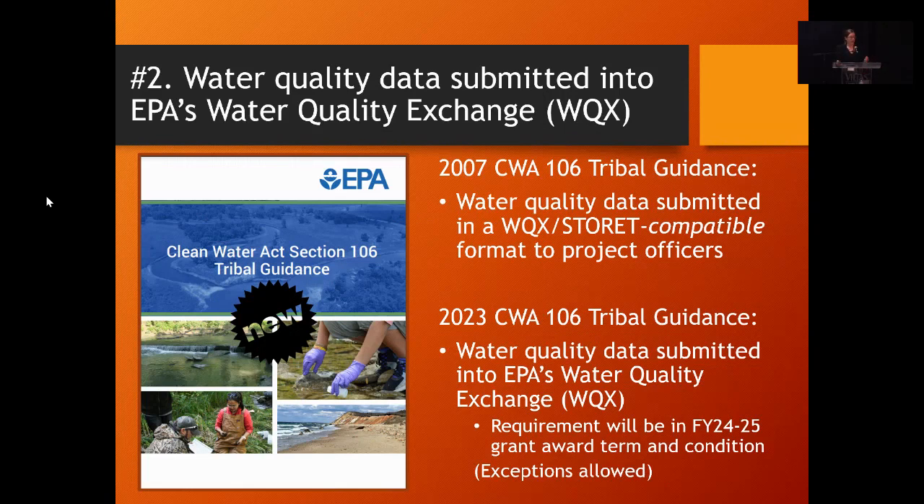The change in the 106 guidance is now that we're pushing to have the data actually submitted directly into WQX. And this will be a requirement that will be reflected in your grant terms and conditions for your 106 funding starting next year. So when you apply for funding next year, you'll probably have some conversations with your project officer about there are some exceptions allowed. If you really don't think you're going to be able to do this, talk to your project officer. We'll be able to grant some exceptions, but know that it is more formally required in the 106 guidance now with that change in January.